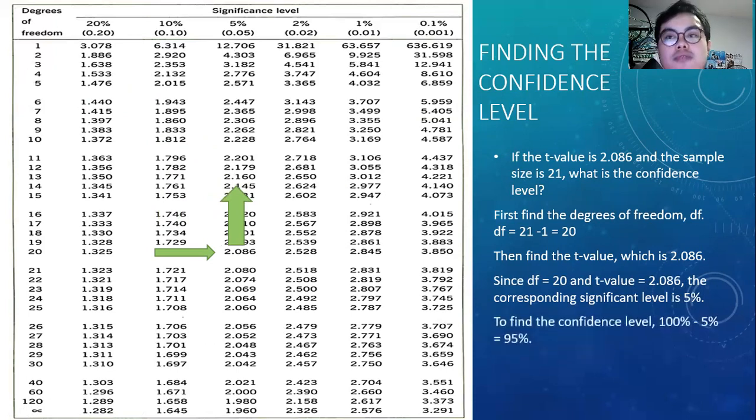Okay, to find the confidence level, we're going to subtract it from 100. So 100 minus 5%, which is 95%.